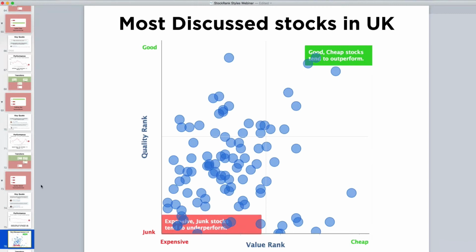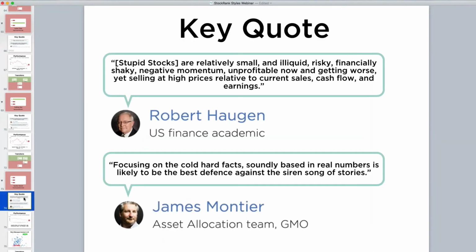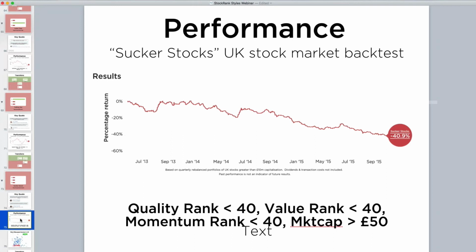So what does that tell us? It tells us that story stocks are massively alluring for investors. They want to believe in stories. Focusing on the cold hard facts, soundly based in real numbers, is likely to be the best defense against the siren song of stories. Just be careful. Whenever you see a stock with this kind of low ranks across the board, be highly wary. The performance of this basket of shares in general is dire, dismal. You might get lucky, punk, as some might say, but if you find your portfolios generally all in these kind of shares, be very wary.